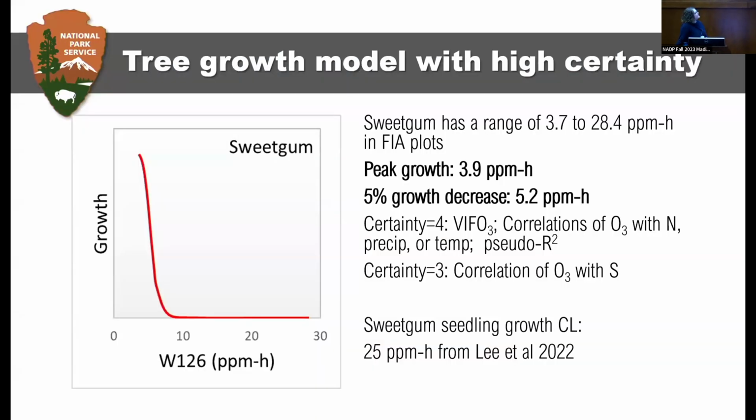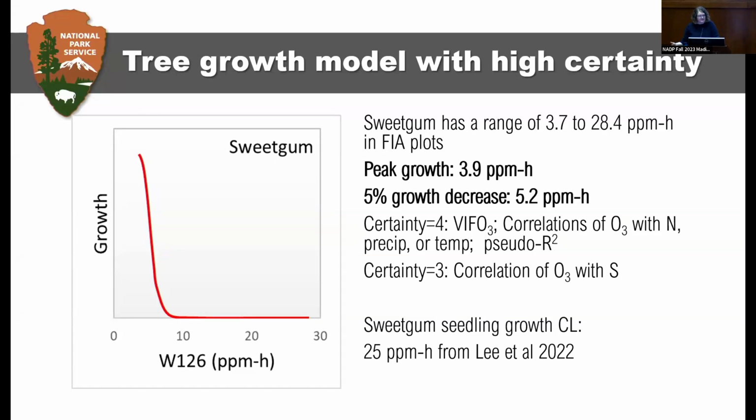So one of our results is this model of sweet gum growth and W126. We're showing the relationship here just over the range of W126 values of 3.7 to 28.4, which is where sweet gum grows in FIA plots across the US. Peak growth is actually fairly low in that range at 3.9 ppm hours. And if we want to use the 5% growth increase that EPA's CASAC has recommended as a critical level, it's at 5.2 ppm hours along this curve.